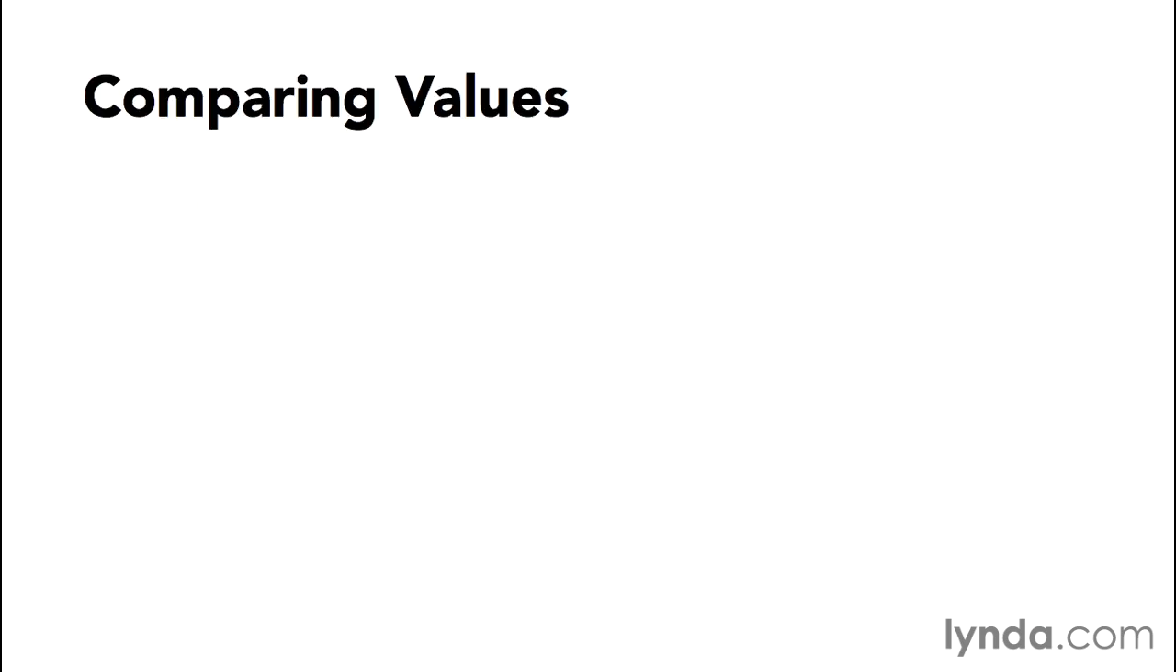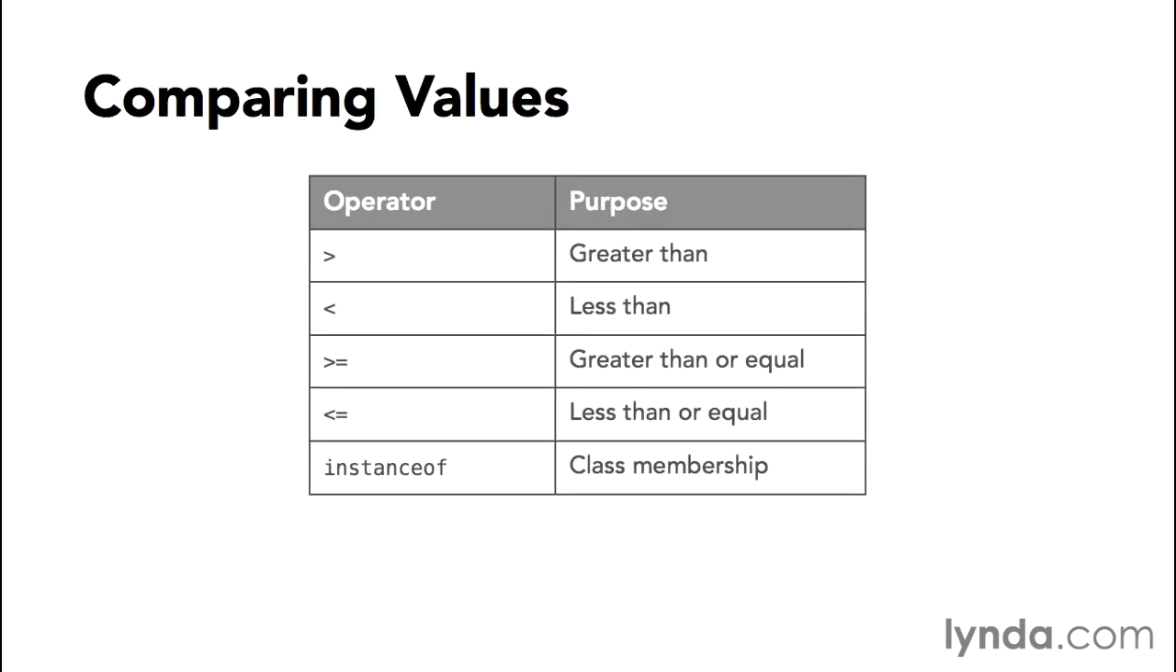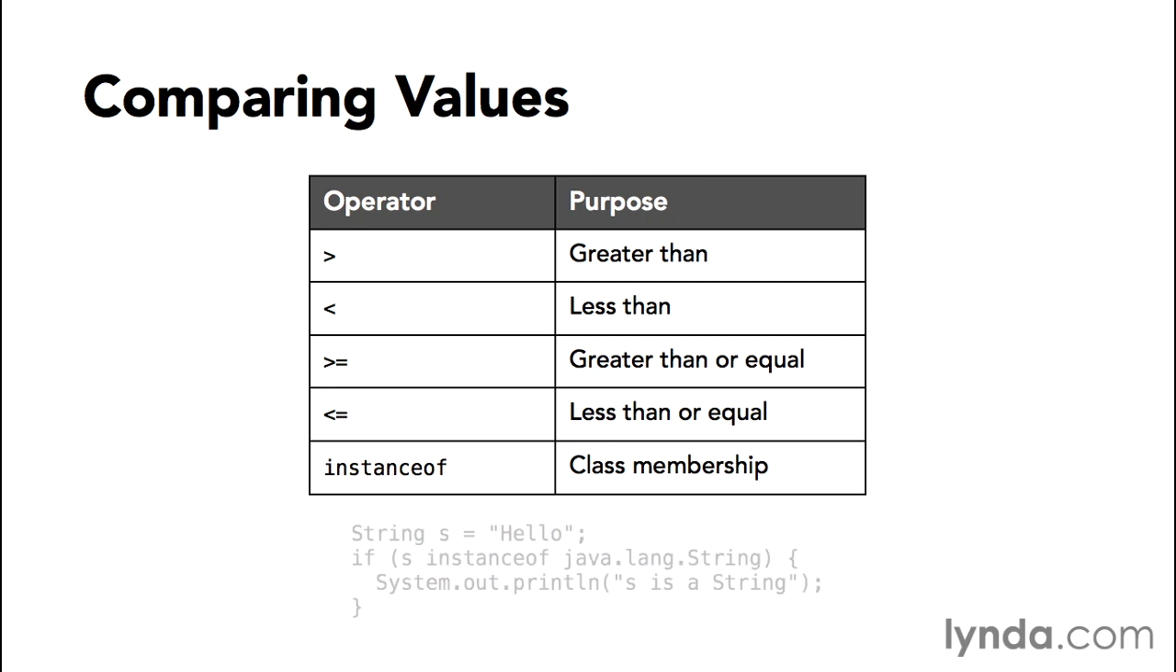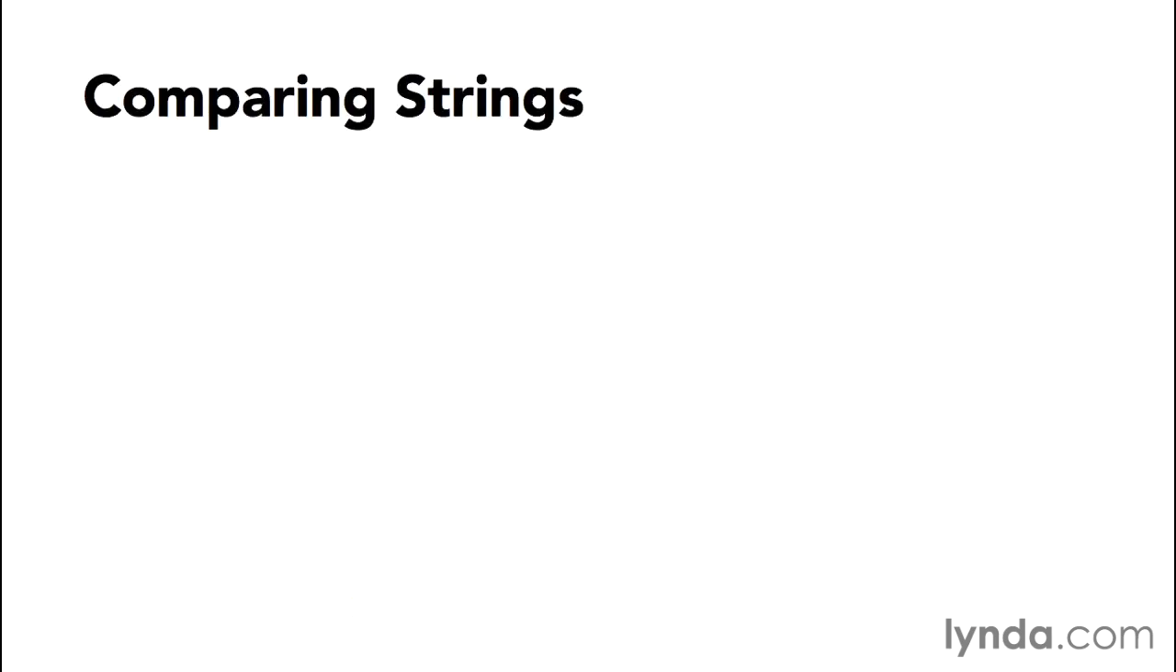In addition to double equals and not equals, you also have greater than, less than, greater than or equal, less than or equal, and a special operator called instanceof that asks whether an object is an instance of a particular class. So, for example, if I have a string and I have a condition of s instanceof java.lang.String, that's the fully qualified name of that class, then my condition would be true, and I could say, yes, this variable is a string.